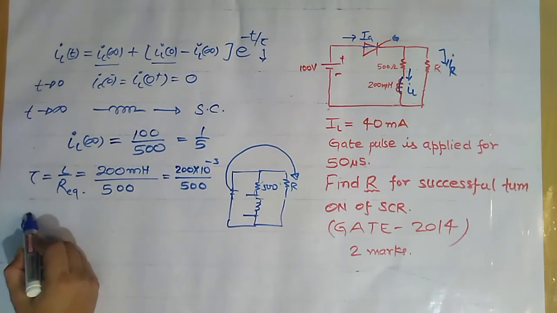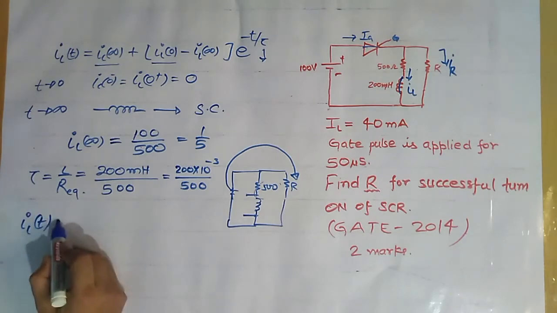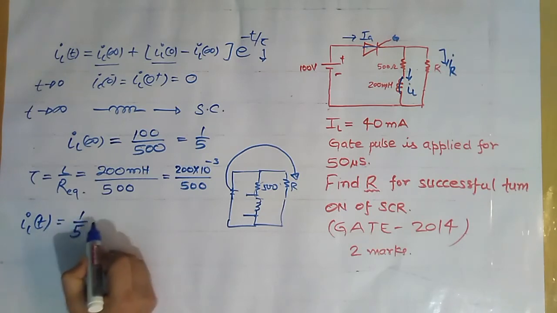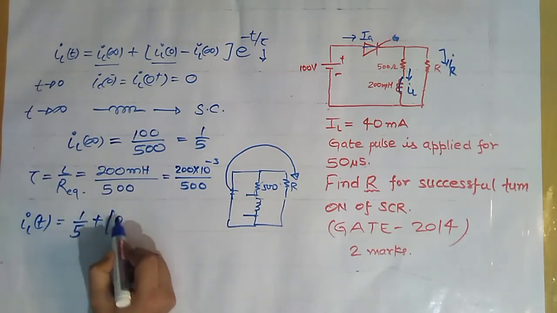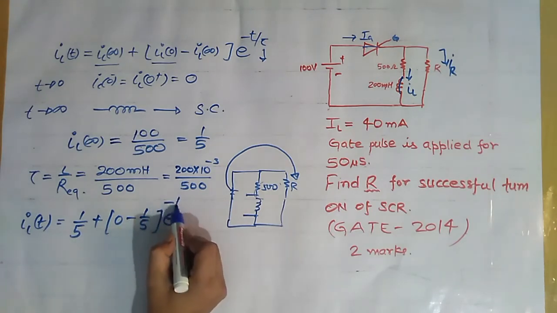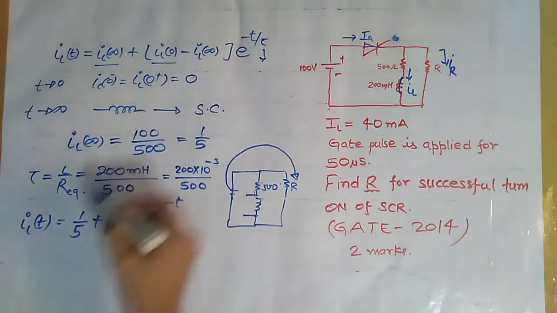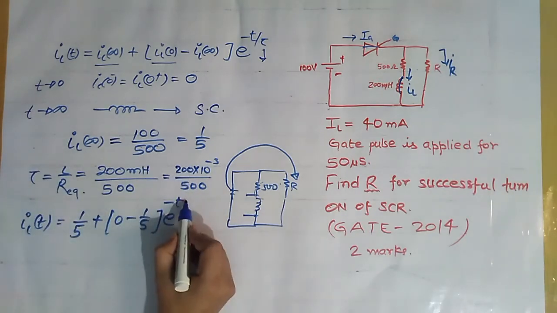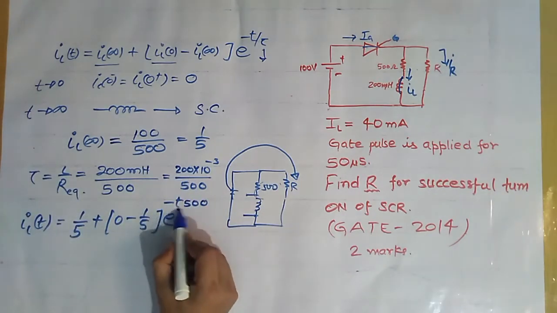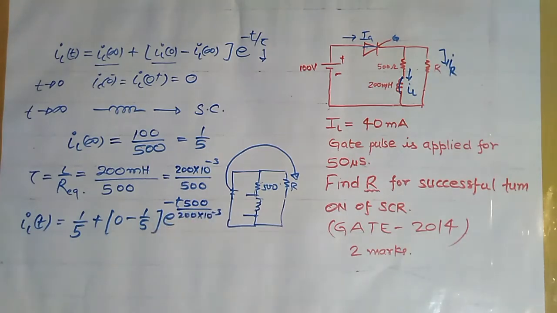So inductor current IL at any time t is given as 1 upon 5 plus 0 minus 1 upon 5 e to the power minus t by tau. So t upon tau. Okay, so take inverse of this into 500 by 200 into 10 to the power minus 3. Okay, this is the value of inductor current.